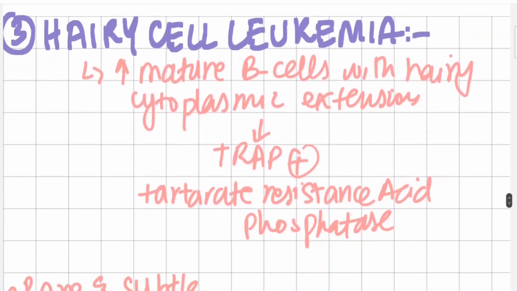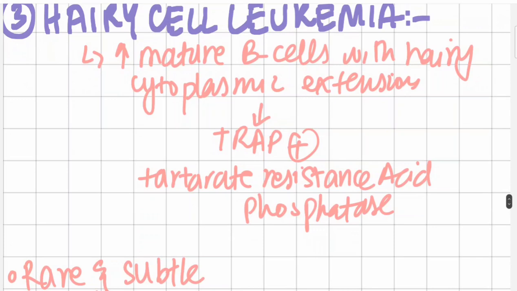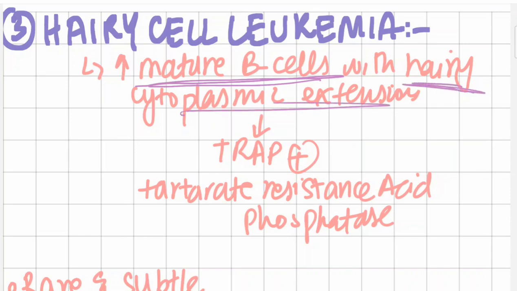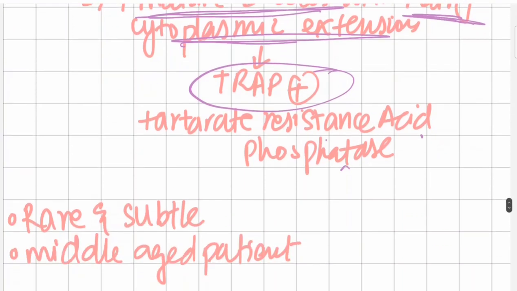Next is hairy cell leukemia. In hairy cell leukemia, there are increased mature B cells, but the important thing is that they have hairy cytoplasmic processes, and they are TRAP positive. TRAP is just tartrate-resistant acid phosphatase. That's an enzyme.